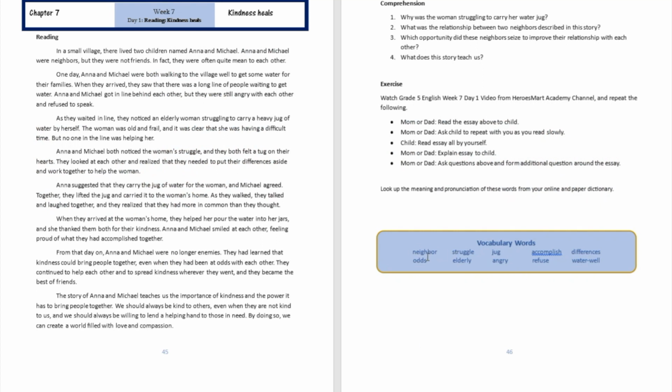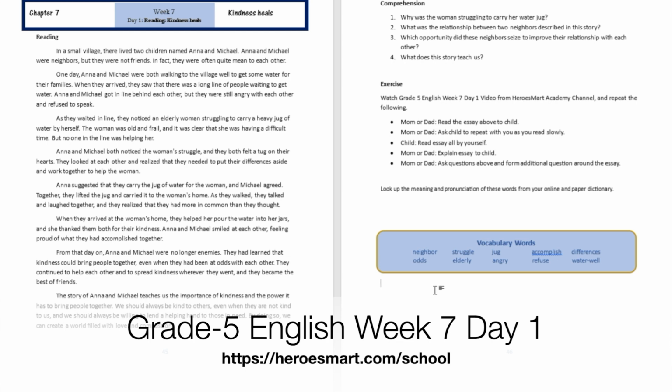The words over here, neighbor, look at the phonetic spelling of it. Understand how it is enunciated. Understand its meaning and try to use these words in sentences. All right, would you do that for me, boys and girls?